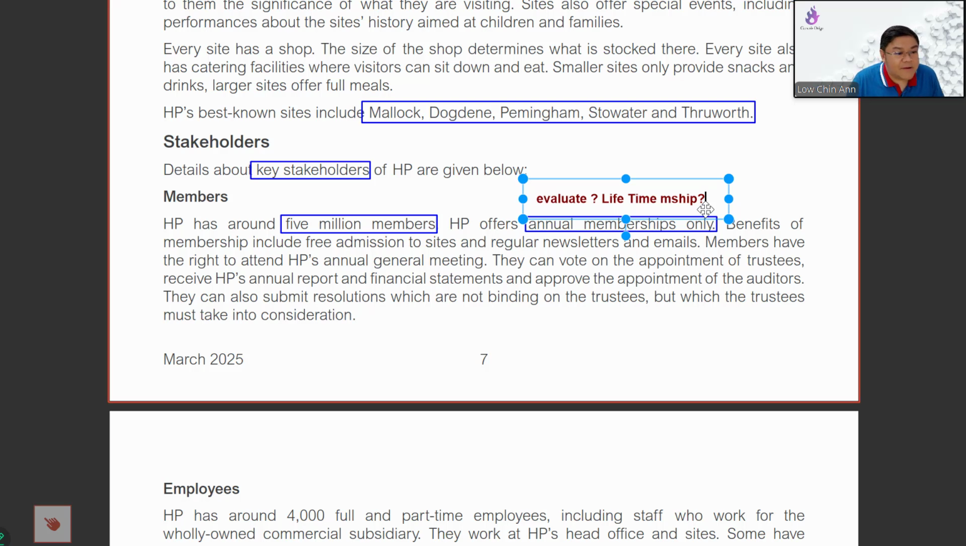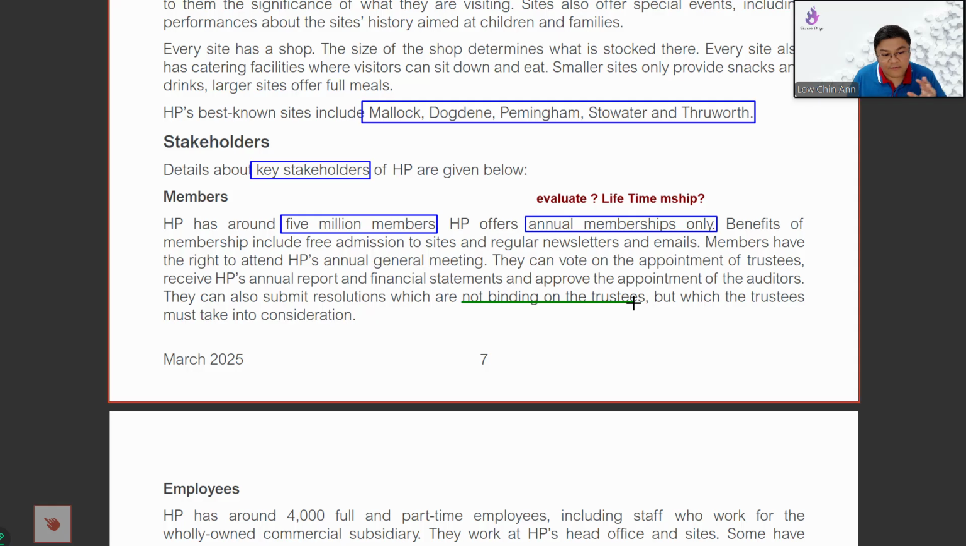Okay, so the benefits of membership include free admission to the sites, regular newsletters and emails. Members have the right to attend their AGM. They can vote on the appointment of trustees. They can receive the annual report and financial statement, and approve the appointment of the auditors. They can submit resolutions which are non-binding. Okay, non-binding means it's only advisory in nature. You remember we discussed this before when we talked about OECD principles. You can propose a resolution for voting, but it's advisory.